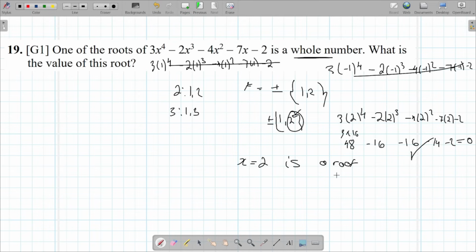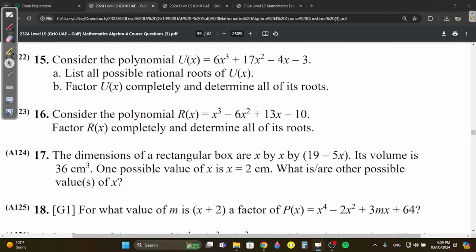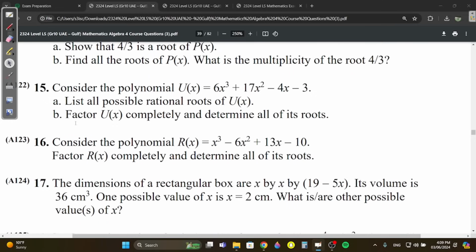If you write this in your written work, that's nice. They didn't ask you to factor completely, so if x equals 2, that's all I need. Now let me do question 16 quickly.